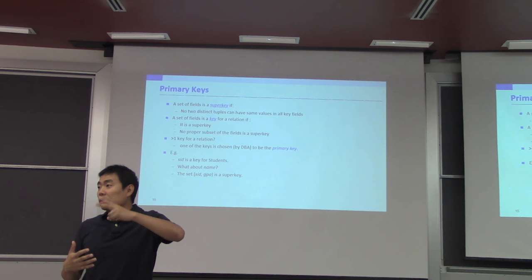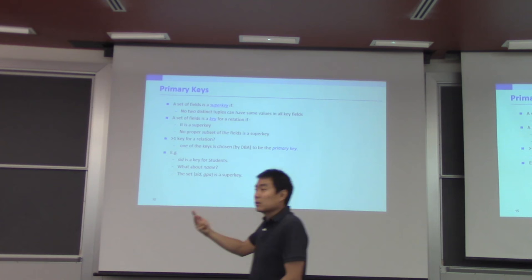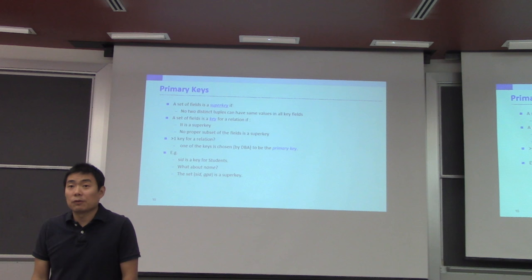And all attributes, that by the definition will give you a super key. Because the definition says no two distinct tuples can have the same values in all key fields. So when you have all attributes from a schema, that means no two records can have the same values on all those attributes at the same time. That gives you a super key by definition. What are some other super keys?